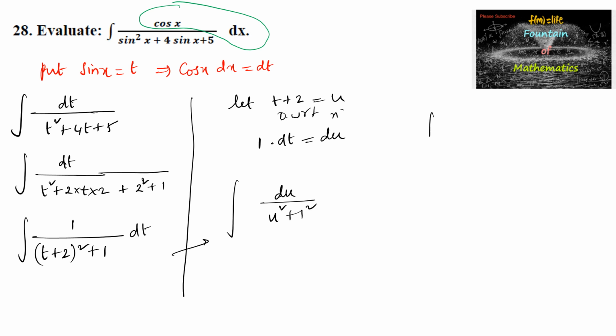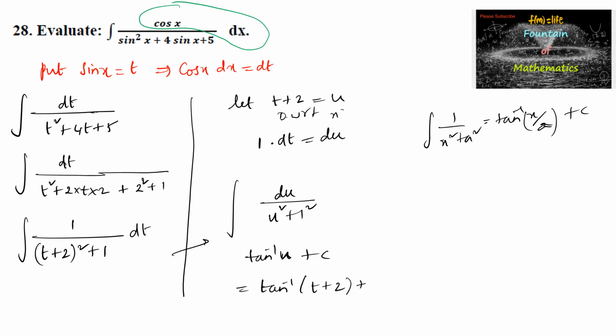And we know that the integration of 1 upon x square plus a square is equal to tan inverse of x upon a plus c. So here we can write tan inverse of u divided by 1, that is u, plus c. That is tan inverse of t plus 2 plus c, and again substituting back t equal to sin x, tan inverse of (sin x plus 2) plus c is the answer.